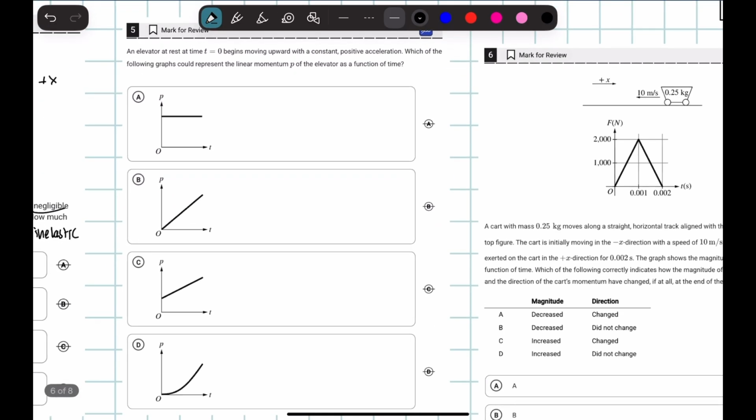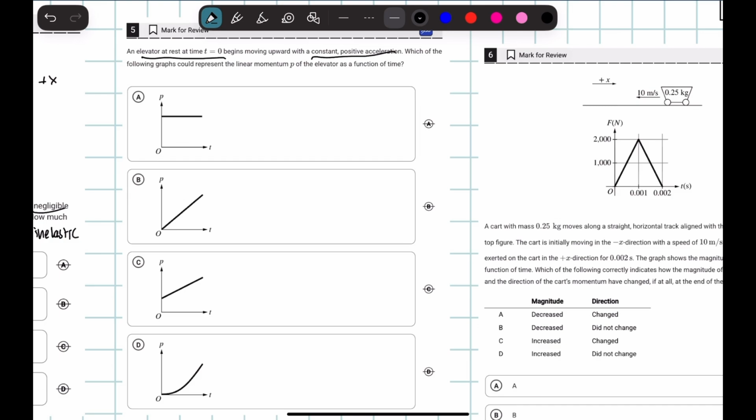An elevator at rest at time t equals 0 begins moving upward at a constant positive acceleration. Which of the following graphs could represent the linear momentum p of the elevator as a function of time? So we know the elevator starts at rest at t equals 0, and then it moves with constant positive acceleration. And we're asked what graph could be linear momentum p versus time.